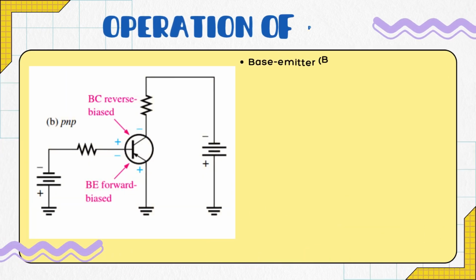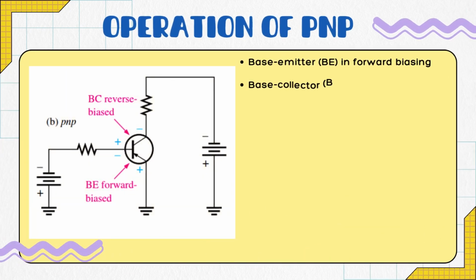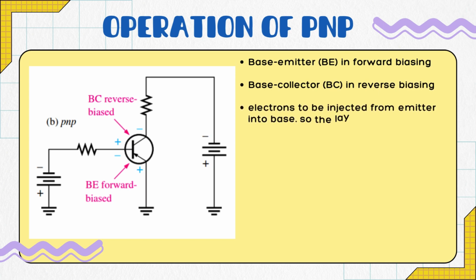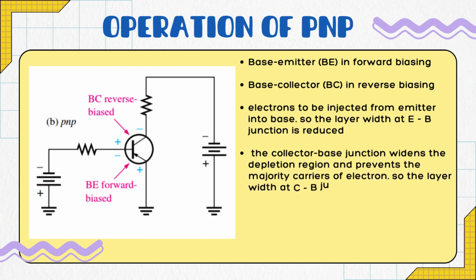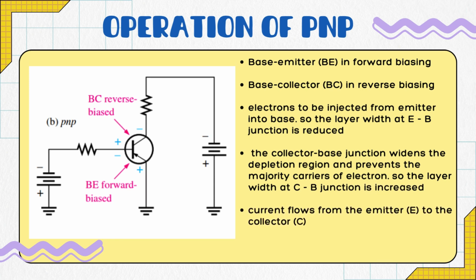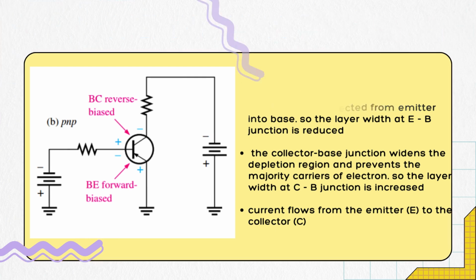For operation of PNP, base emitter in forward bias, base collector in reverse bias, electron to be injected from emitter into base. This allows electronegative charge carry to flow from the emitter to base, so the layer wide at EB junction is reduced. The collector base junction widen the depletion resistance and prevent the majority carry of electron. The transistor acts as an amplifier, with the collector current being controlled by the base current, so the layer wide at CB junction is increased. The current flow from the emitter to the collector.